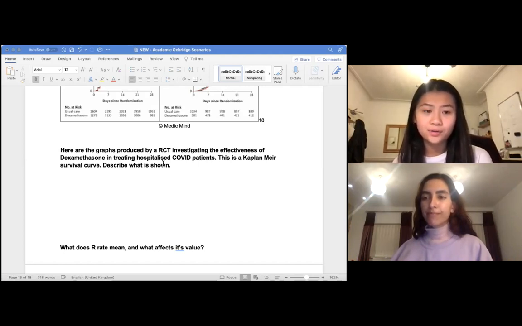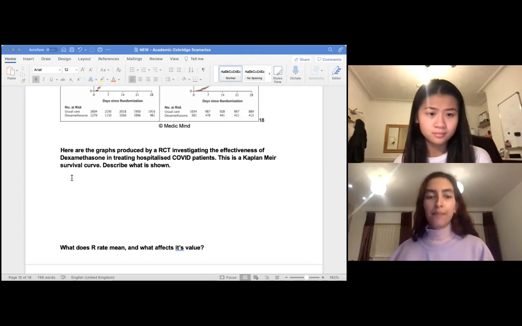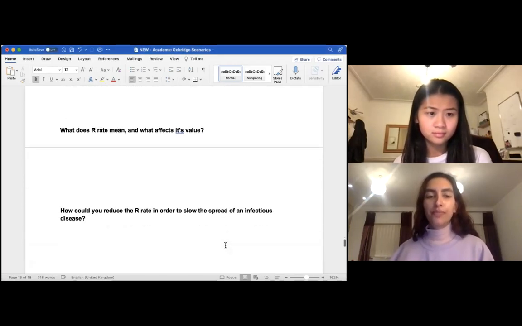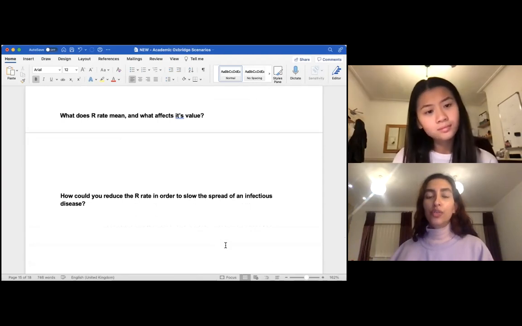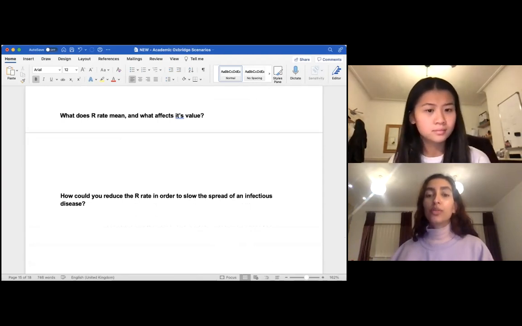If the value is less than 1, for example 0.5, then that means for each person who gets infected, 0.5 people will be infected, and so forth, until the disease eventually eradicates itself. Okay, moving on to the next question. How could you reduce the R rate in order to slow the spread of an infectious disease?